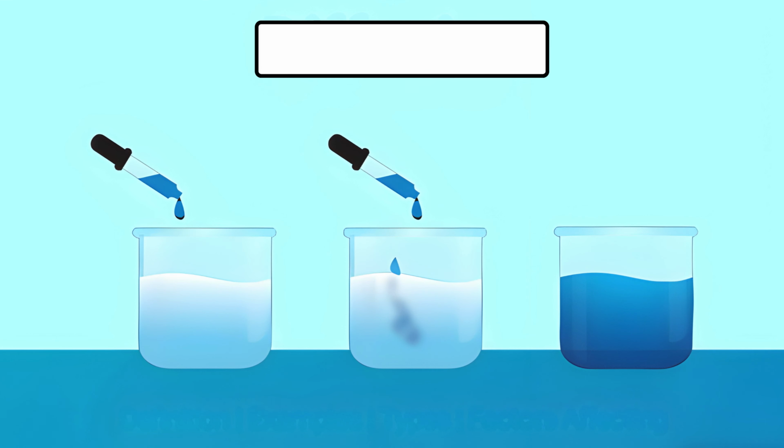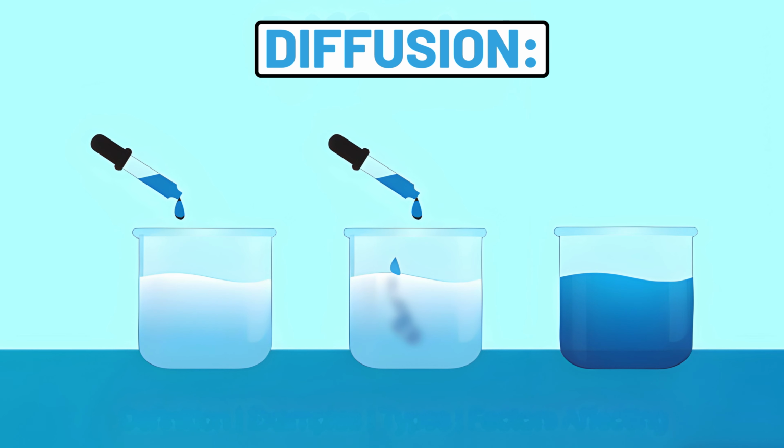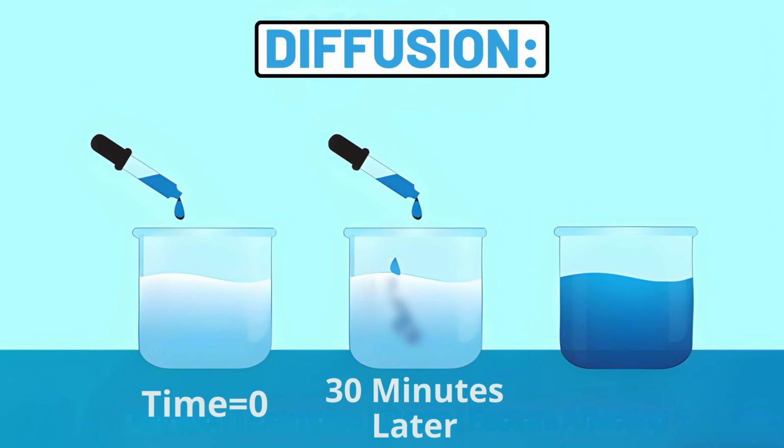In this diagram, you can see the diffusion. We have three beakers with water inside, and we put a drop of ink inside. When there is no time, it means time is 0. Then 30 minutes later, you can see a small area is covered with ink. And after 24 hours, the whole water is colored with the ink.